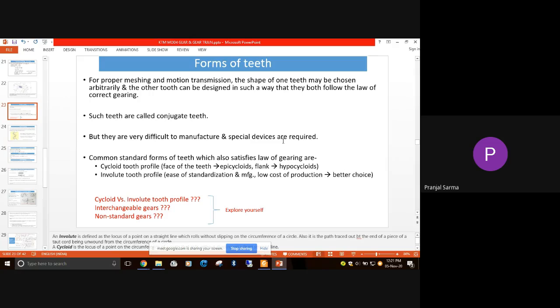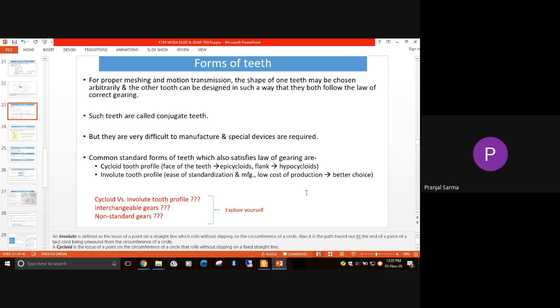From your engineering mechanics and engineering drawing knowledge, you already know you have drawn cycloid and involute. The look of the tooth will be part of an involute if it is an involute teeth profile, and part of a cycloid if it is a cycloidal teeth profile. If you can recall, a cycloid is the locus of a point on the circumference of a circle which rolls without slipping on a fixed straight line. All of you have already drawn cycloid in your engineering drawing.